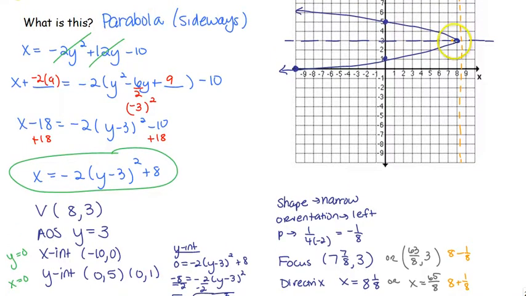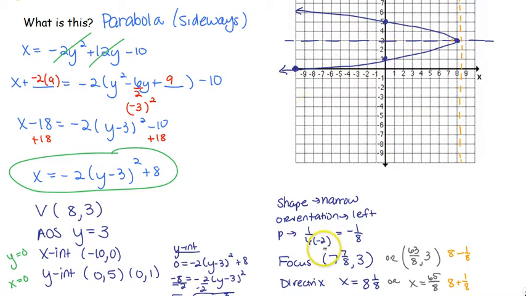We have our vertex at (8, 3). Our axis of symmetry, that horizontal line going through. We have an x-intercept at (-10, 0). And we have our y-intercepts at (0, 5) and (0, 1). That will be the shape of our parabola. Since the absolute value of a, which is 2, is greater than 1, that is narrow. Since it is negative, I know that it's going to be opening to the left, which it is.